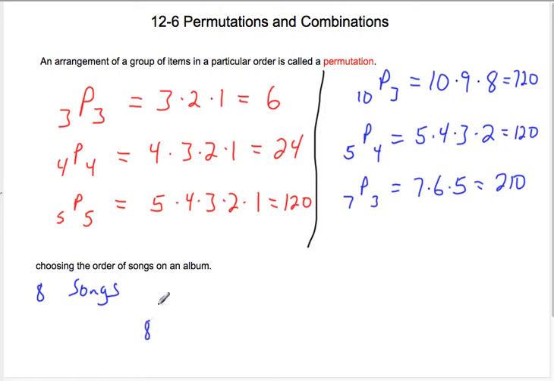So that's 8. You're going to order all of them because you're going to put them all on the album. So 8p8, and that would be 8 times 7 times 6 times 5 times 4 times 3 times 2 times 1, which is going to be quite a large number. Imagine, just 8 songs. There's so many different ways you can order them on an album. I almost don't even want to do the math. I'll let you figure that out on a calculator or whatever. But that's how you would do that.